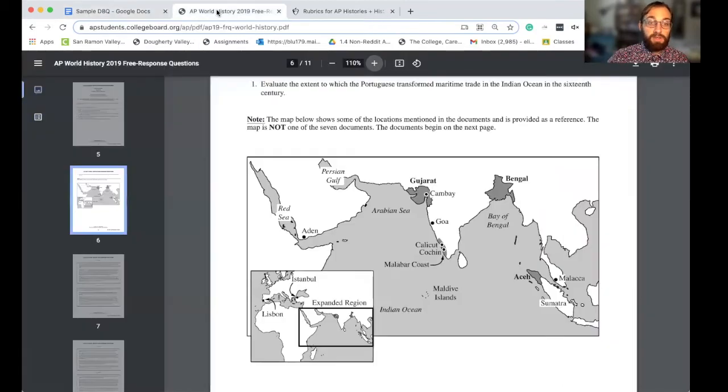So what is the prompt? The prompt says to evaluate the extent to which the Portuguese transformed maritime trade in the Indian Ocean in the 16th century. So this is what we're responding to. So we need to make a claim that establishes at least 2 lines of reasoning about how the Portuguese transformed maritime trade in the Indian Ocean.